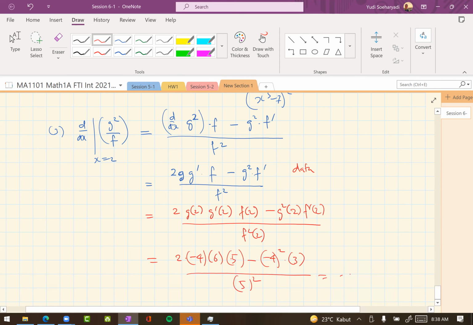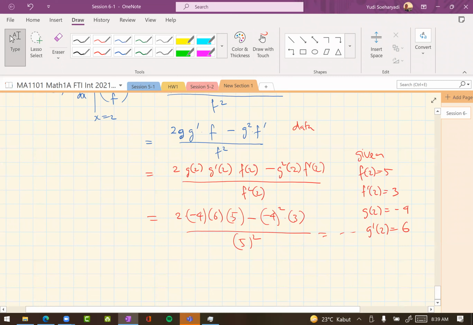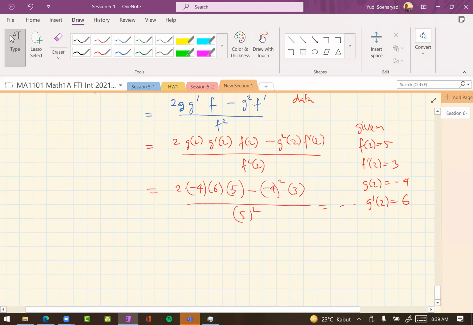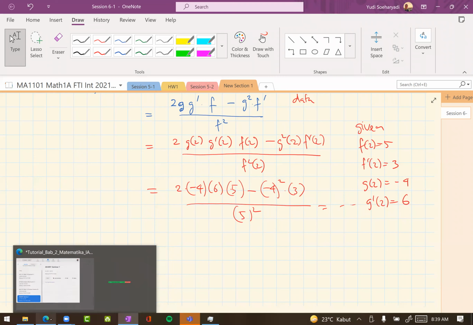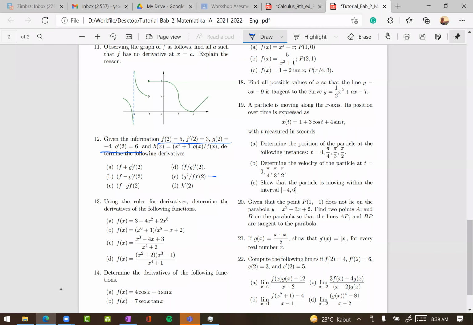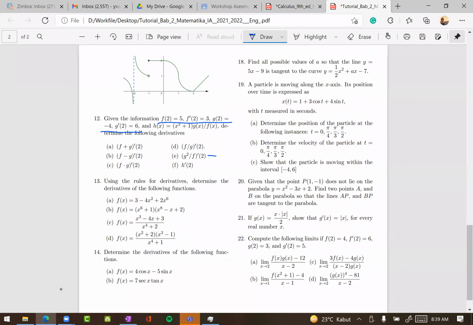Okay, so this is given. So compute that. Compute the derivatives.